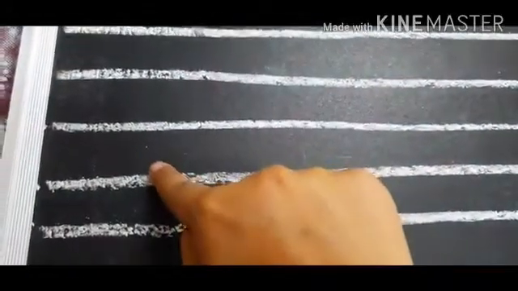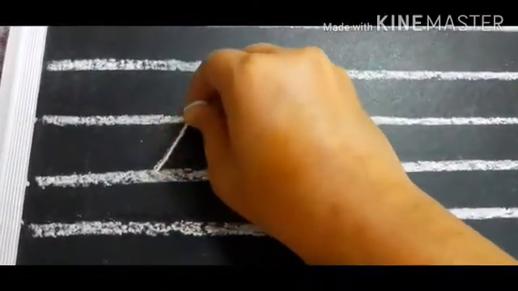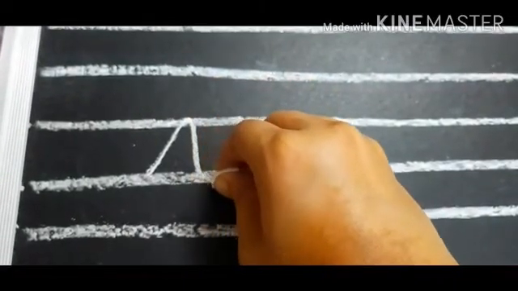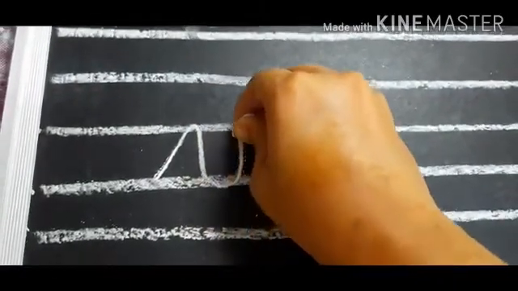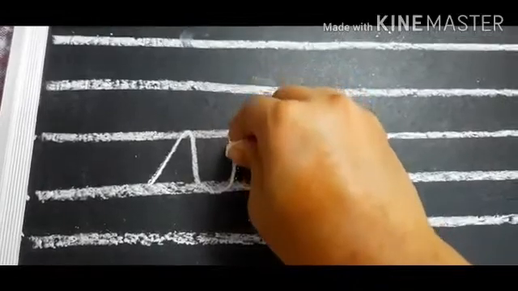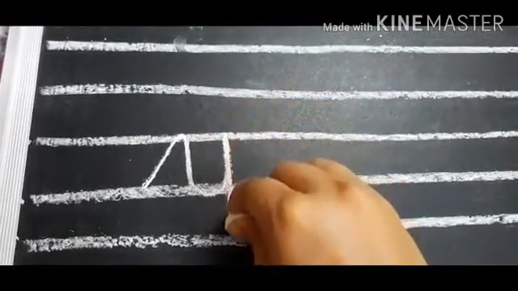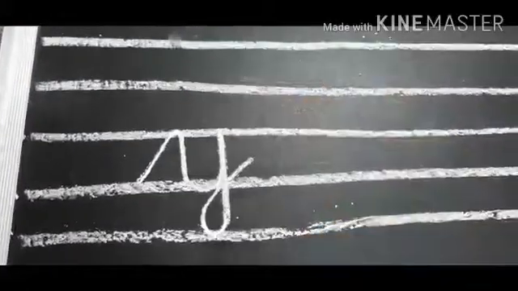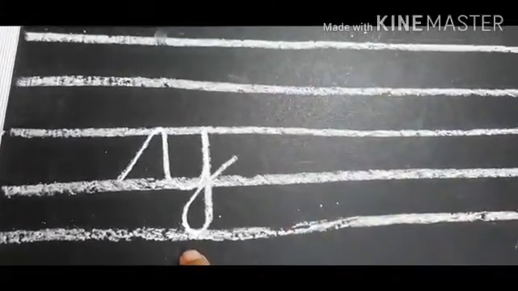To make cursive Y, we will begin from our third line. 1, 2, 3 and 4. From the third line, we will go slant, take a turn, come down to the third line, make a curve, go up to the second line, come down to the fourth line and then take a turn like this. This is cursive Y. Look here once again.